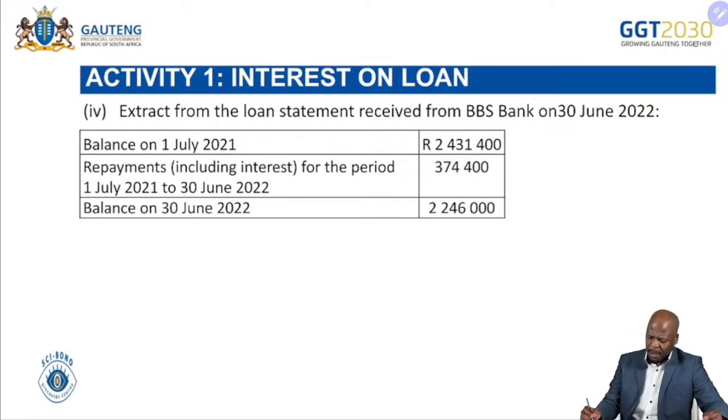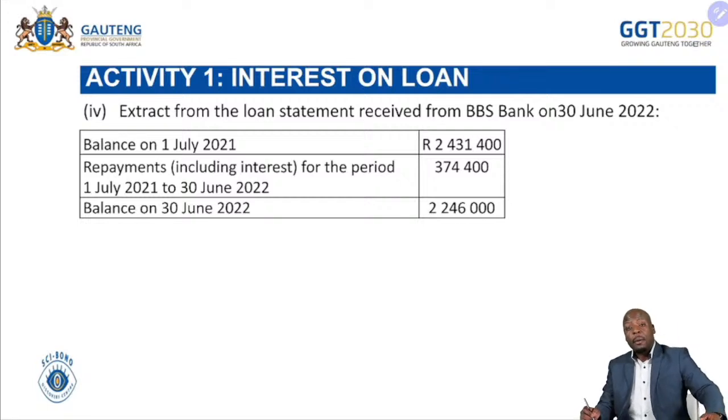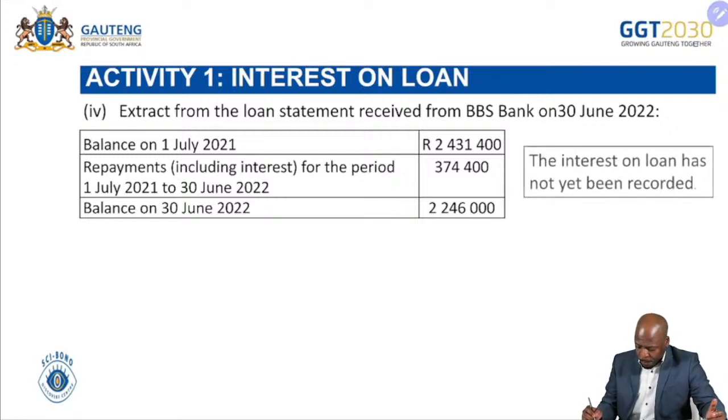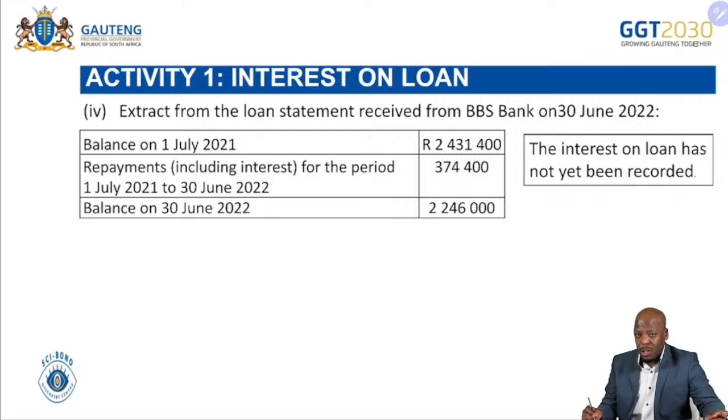Extract from the loan statement that is received from BBS Bank on the 30th of June. And then we have the information given. So remember, we are preparing the correct net profit. So we need interest. But at the back of your mind, you must know that you're preparing a statement of financial position. So once you do some calculations, they should be able to go into these two aspects. So the interest on loan has not yet been recorded. Please take note of that.